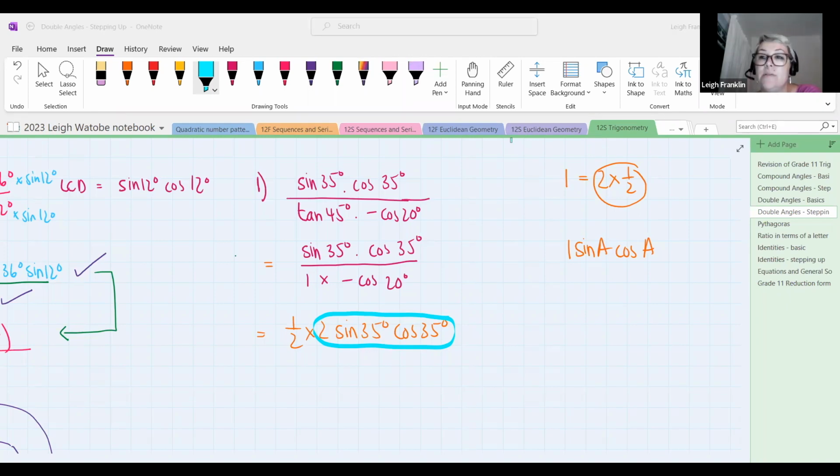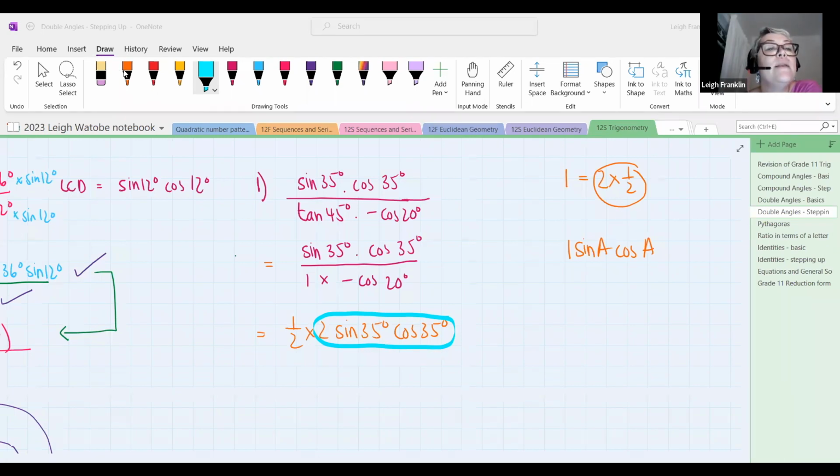Ma'am? Yes. What if I just write 2 over 2, like the whole sum, like sine 35 times cos 35, times 2 over 2? Okay, but then are you going to remember that you've got half sine 70? Are you going to remember that? No, actually. Yeah, so rather write it as half times 2 than 2 over 2, because that'll help you to remember that it's now going to be half of whatever your double angle is. Oh, okay. All right, no problem.